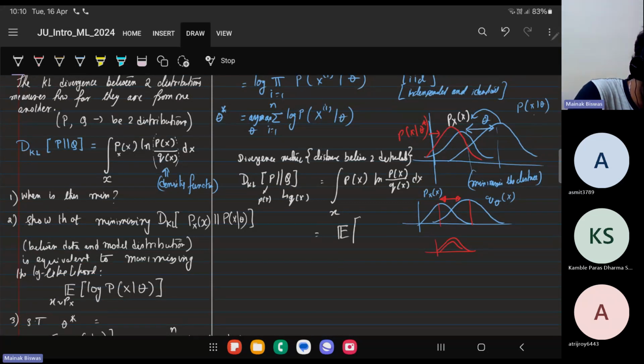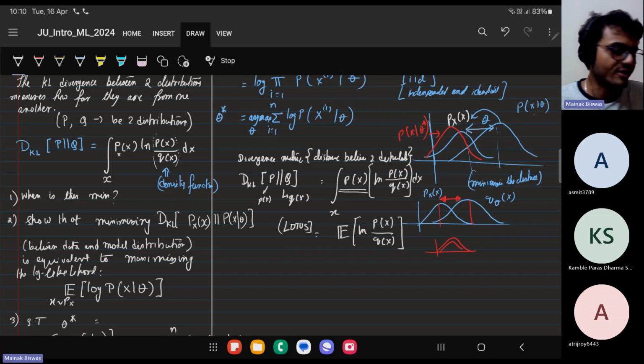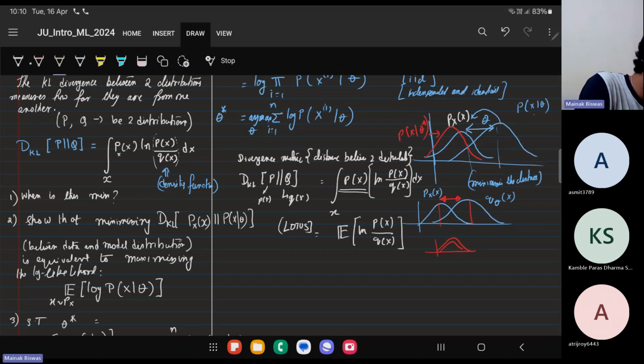Expected value of log of P(x) by Q(x). Oh, yes, by LOTUS. So these are the two equal definitions. Now, do you see one thing? If P equal to Q, then D_KL equal to 0, right?